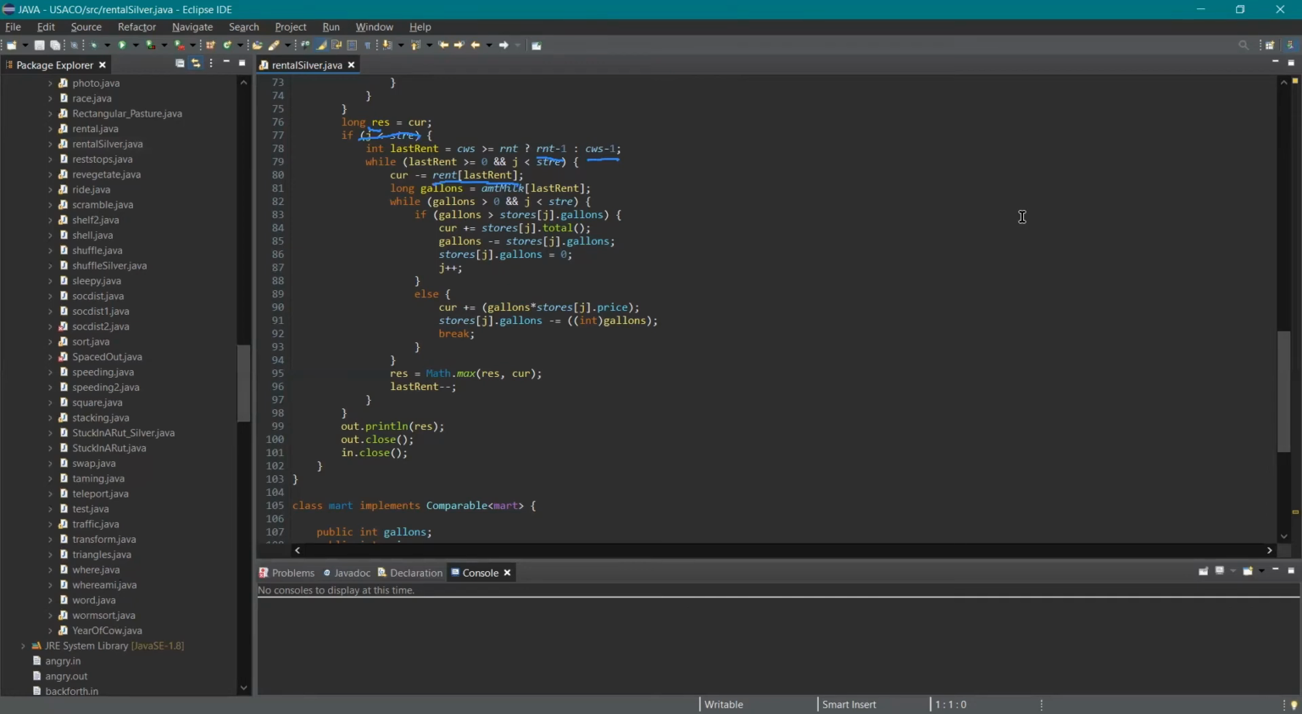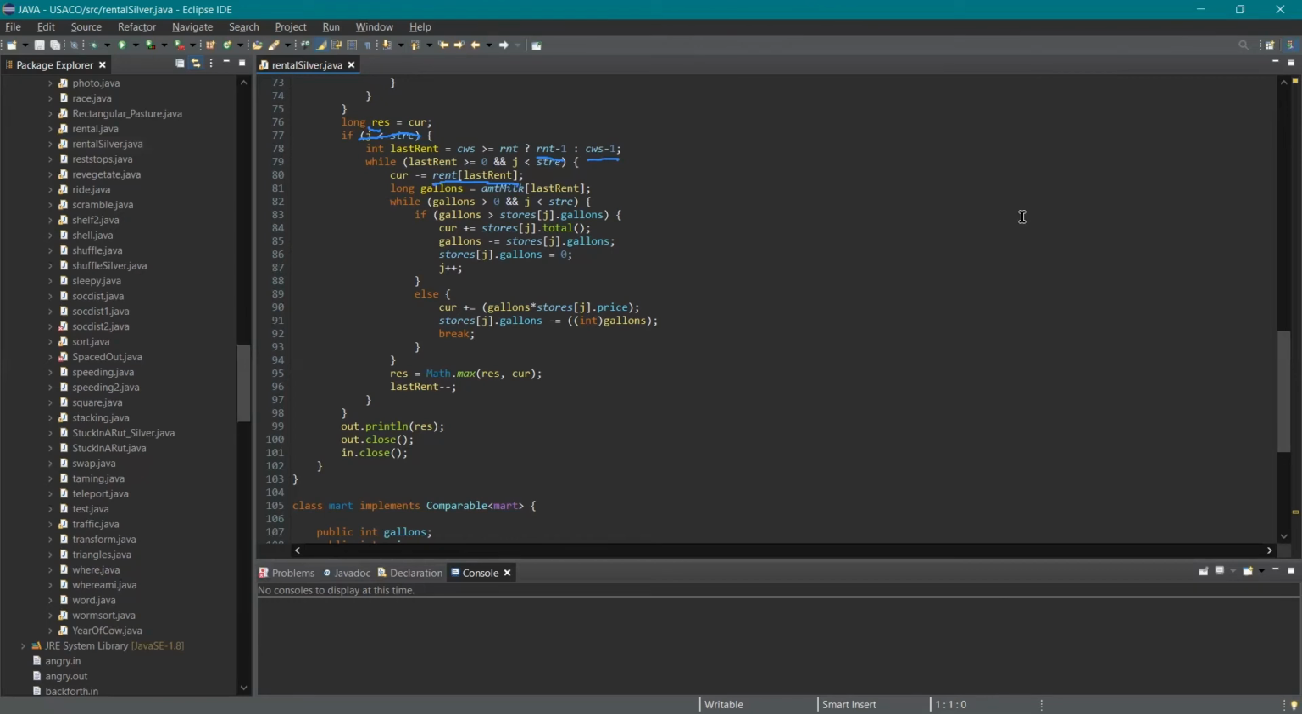Right now we're over adding, so we're trying to under add. We're trying to subtract the over adding, and gallons is equal to the amount of milk of last rent. And then while gallons is greater than 0 and j is less than store, we use the if statement, gallons is greater than store's gallons.